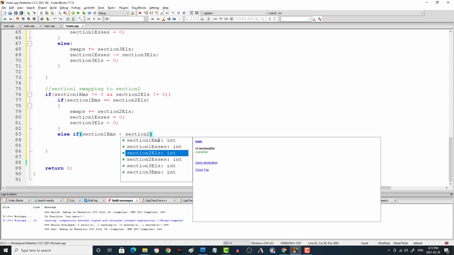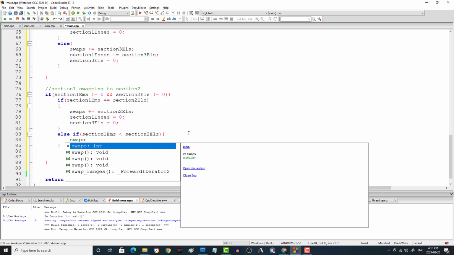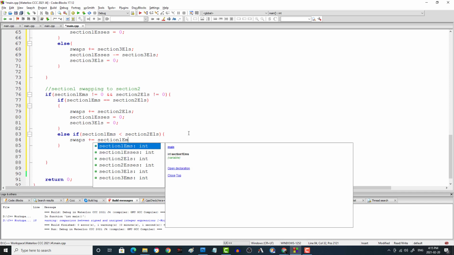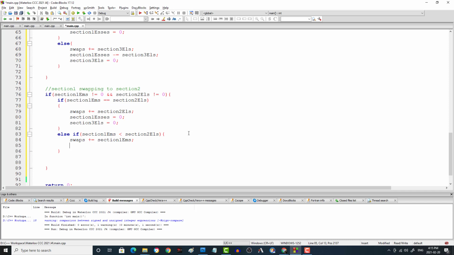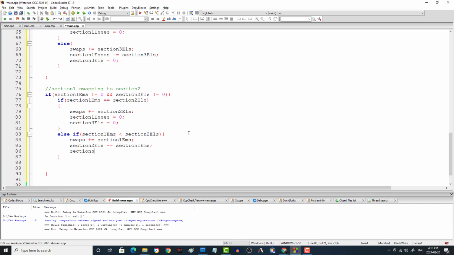section 2's L's. Okay, so there are more L's in section 2 than there are M's in section 1. So you can only ever swap the least amount. So swaps plus equals section 1 M's. Okay, and then we're going to say the section 2 L's minus equals section 1 M's. And our section 1 M's would all have moved away, so they now equal 0.